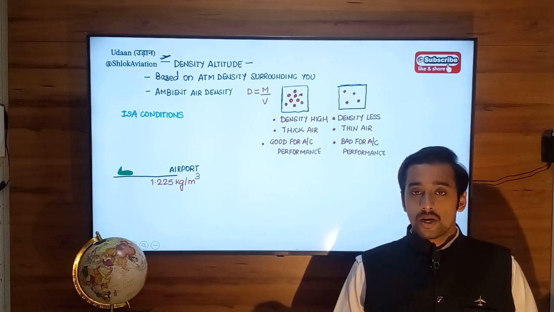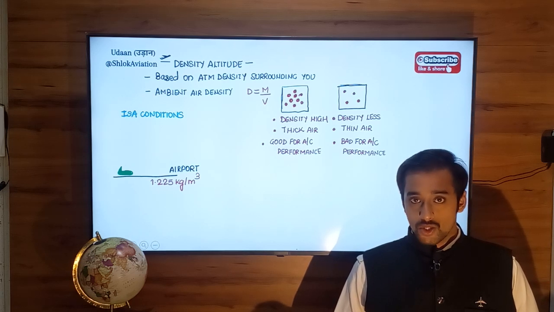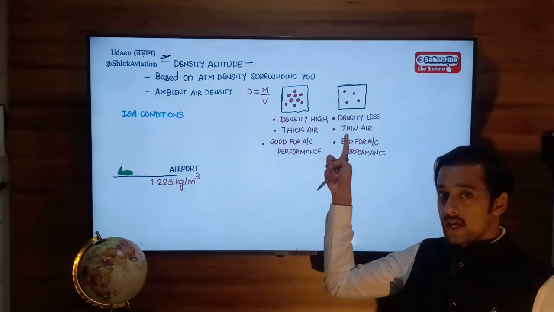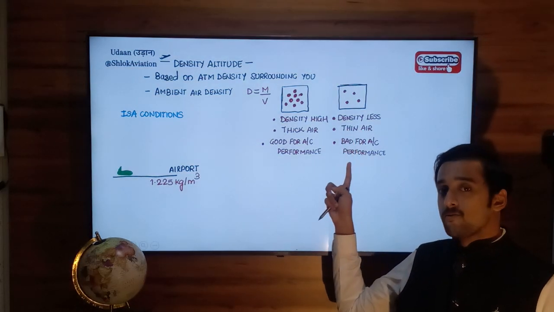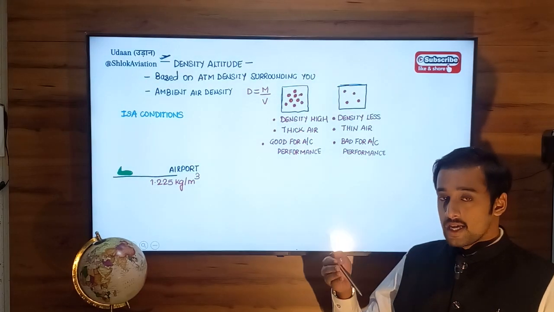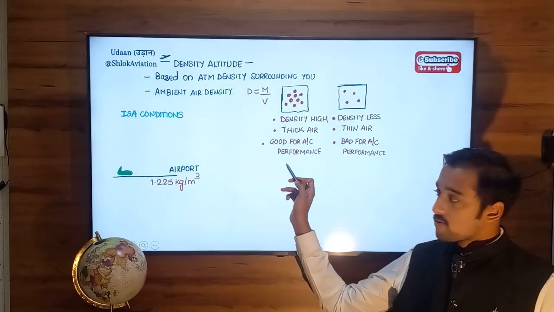When density altitude is high, it means air density is very low in that air mass. As a result, when we have less density, that means thin air, which is bad for aircraft performance. Low density altitude means high air density, thick air, which is good for aircraft performance.